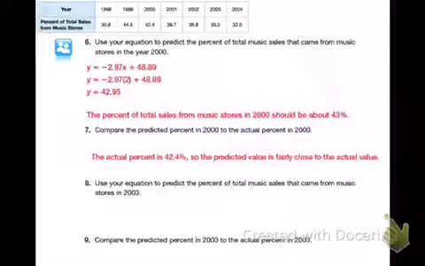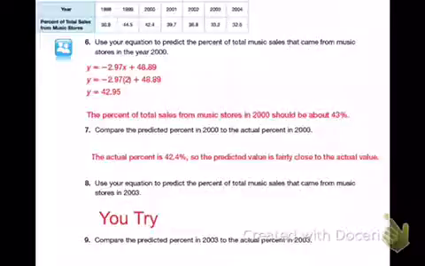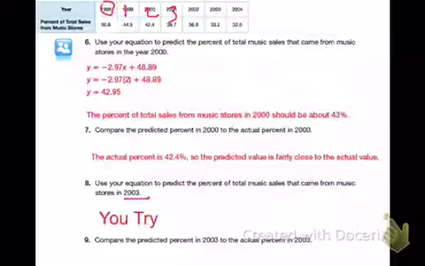Now it's your turn to do the same thing on your own. So we're going to use the equation again like we did on number 6. But this time you're going to do the year 2003. So again, remember this is 0, 1, 2, 3, 4. Sorry about that, you guys. Having issues here.